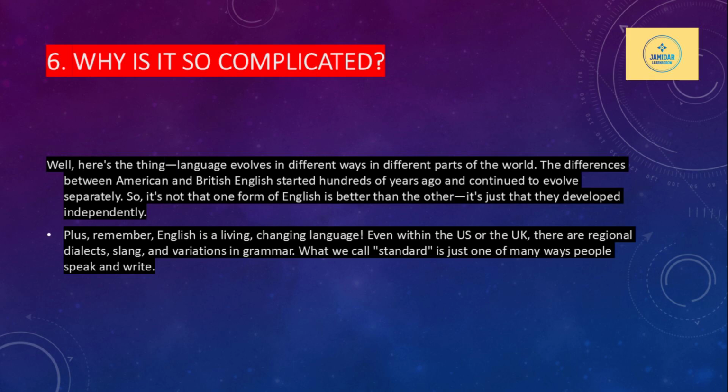Language evolves in different ways in different parts of the world. The differences between American and British English started hundreds of years ago and continued to evolve separately. No one form of English is better than the other, they developed independently.